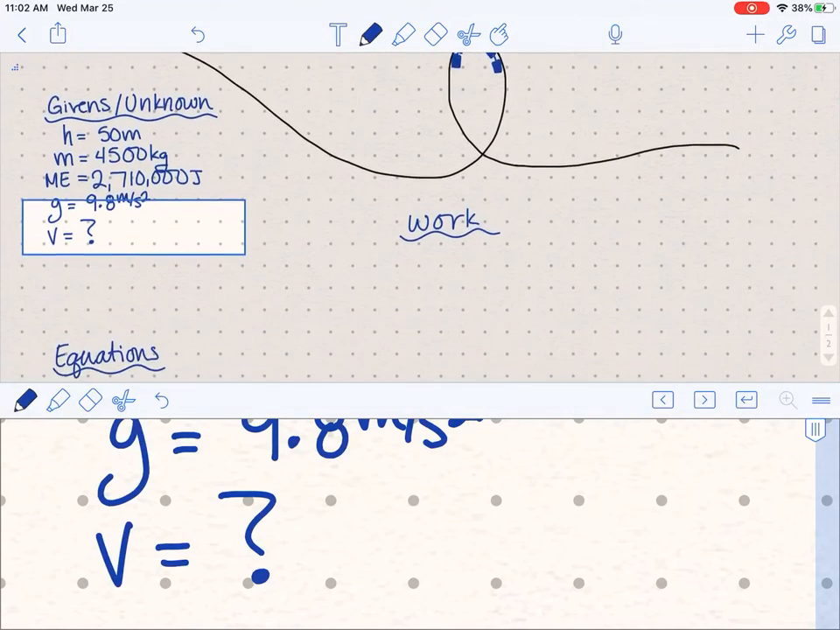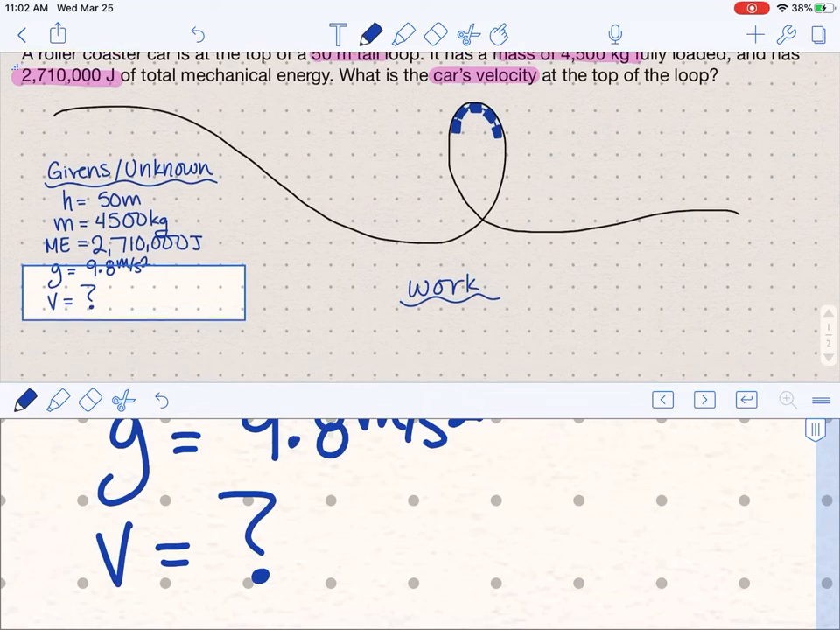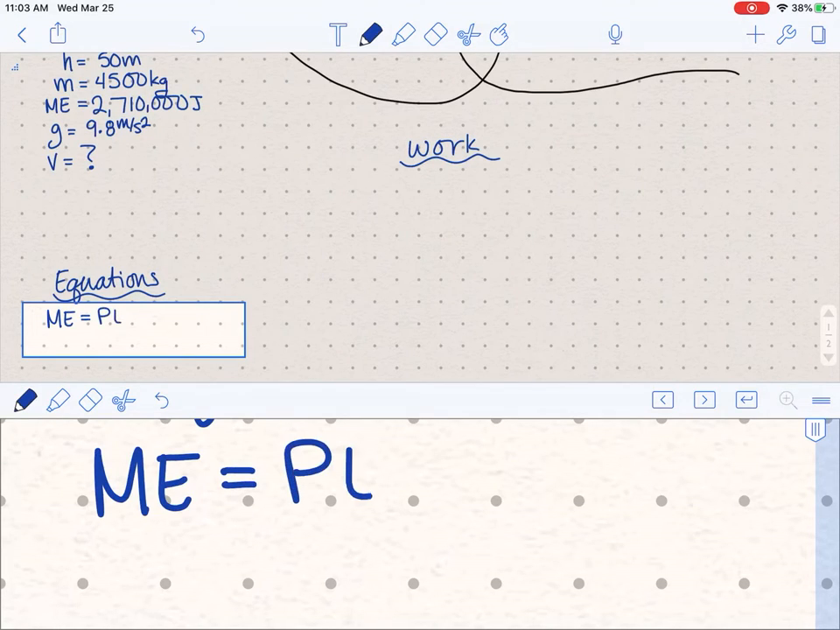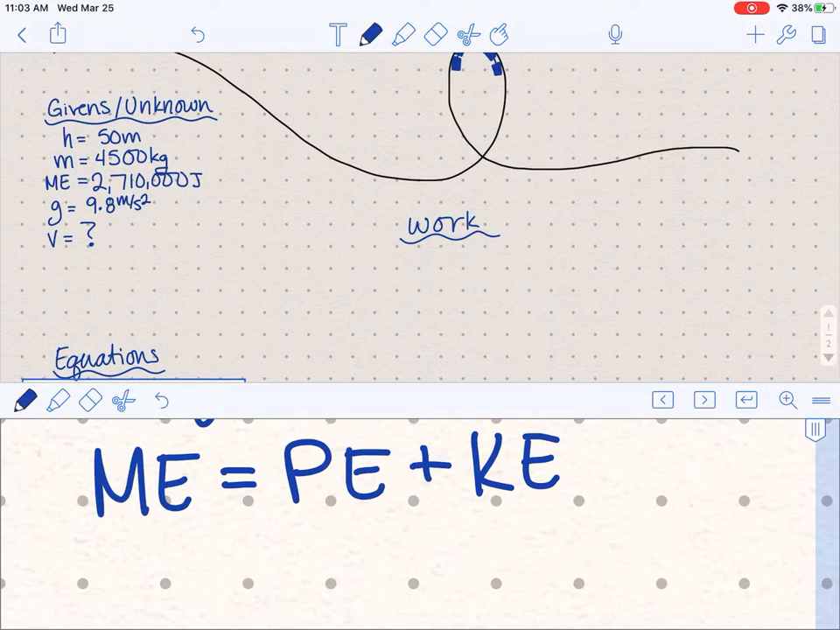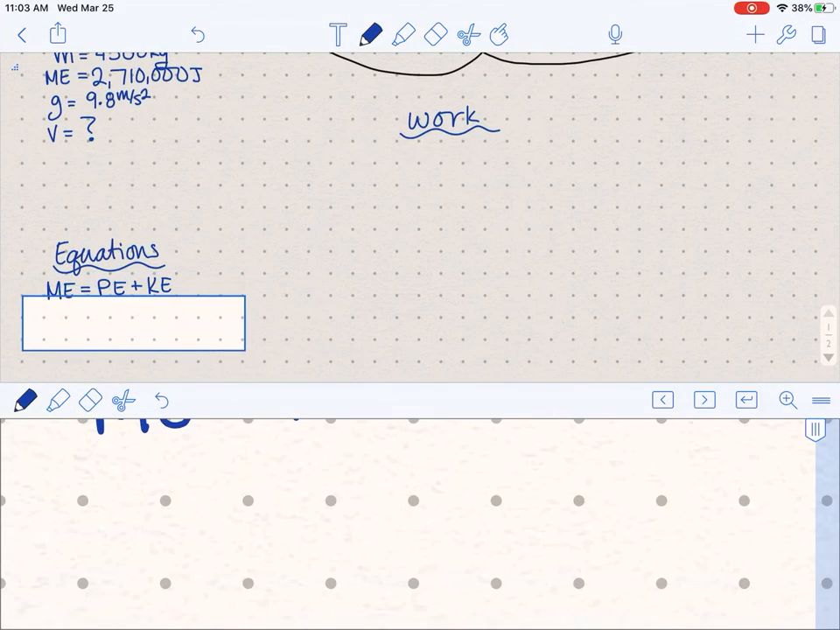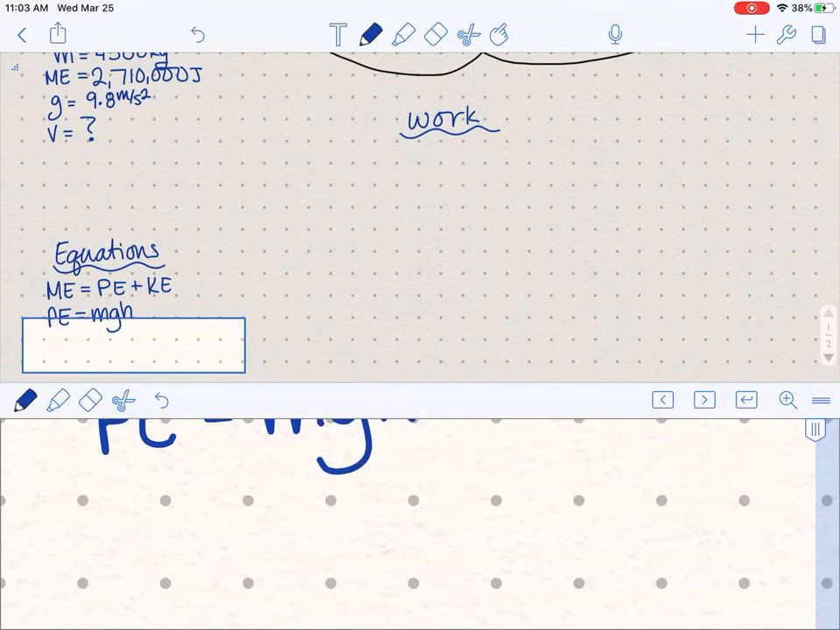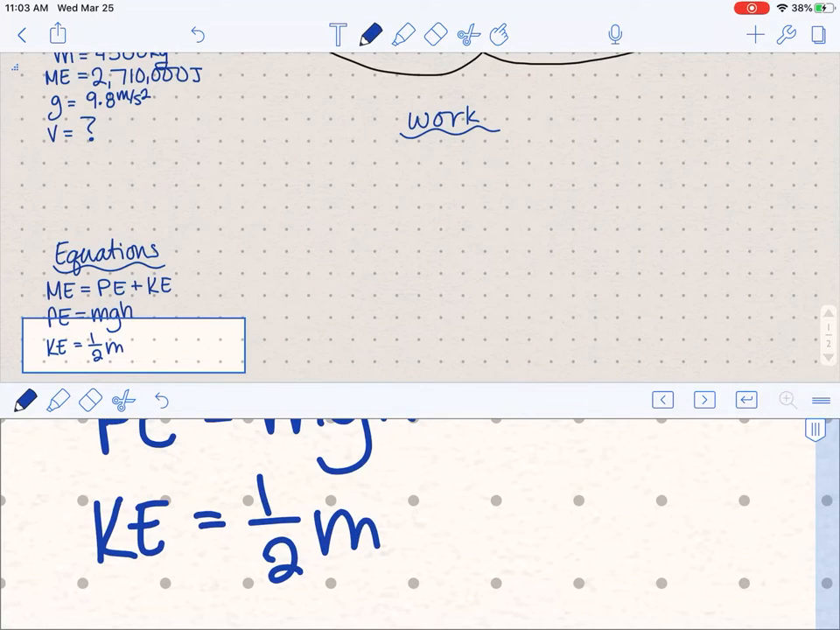All right, so we've got all of our givens and our unknowns. Then we are going to go ahead and identify some equations to use. So we know that mechanical energy, our new equation, is equal to potential energy plus kinetic energy. However, if I'm looking at my givens and unknowns, I notice that I don't know the potential or the kinetic energy. And so I'm going to need to calculate those. My potential energy equation is mass times gravity times height. And kinetic energy is 1/2 times mass times velocity squared.